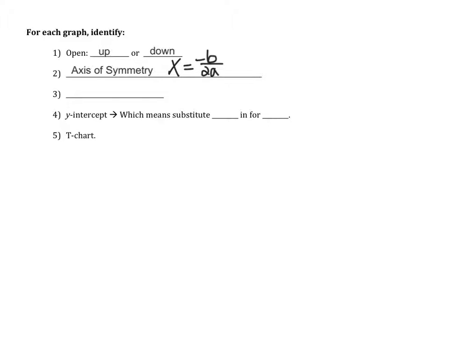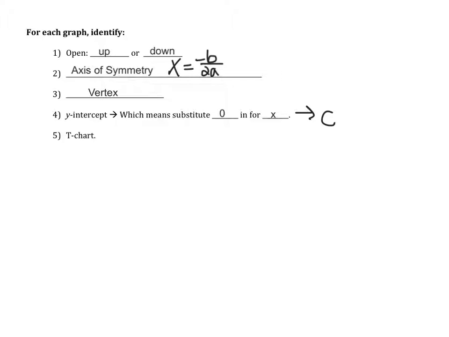The third thing you need to identify is the vertex, but just as a quick reminder, once you know what the axis of symmetry is, that is the x value for your vertex, so then all it would take is to take that x value, substitute it back into your original equation and find the corresponding y value. And then the fourth thing that you need to identify is the y-intercept. So what that means is you're going to substitute 0 in for x, but also remember that it is the c value of your quadratic function.